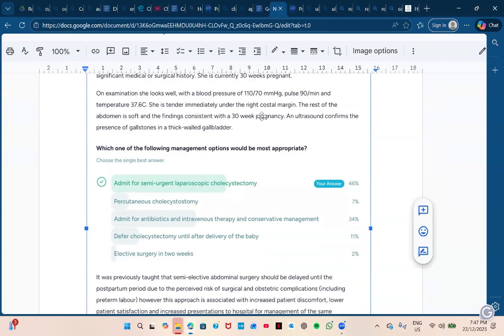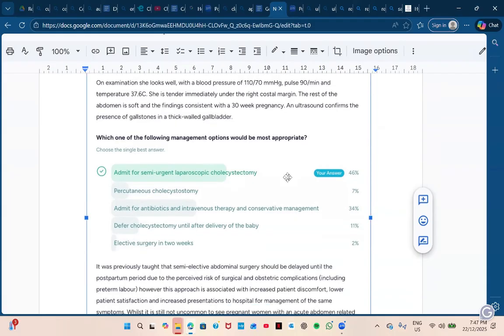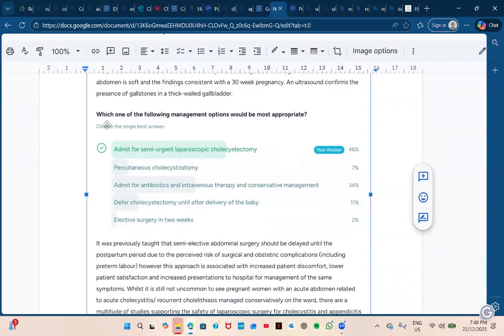She's tender immediately under the right costal margin. The rest of the abdomen is soft and findings are inconsistent with third-week pregnancy. Ultrasound confirmed the presence of gallstones in a thick-walled gallbladder.